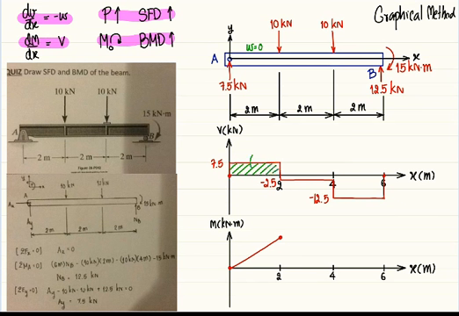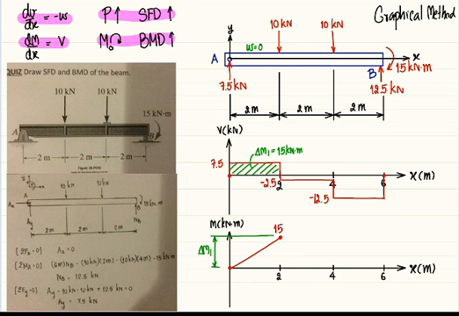So this shows the change in M value, delta M1, from A to 2 meters. So this shows this delta M1. So delta M1 from the graph is 7.5 multiplied by 2, so 15 kilonewton meters. So this value is changed from 0 to 15.